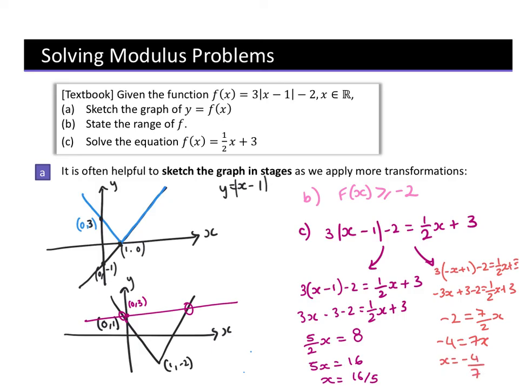Now it just says solve the equation, and we've solved it. And if we look at this, this is about right. We need a negative number, which is going to be here, negative 4 over 7. And then we're going to have 16 over 5. We know it's got to be greater than 1, because it's going to intersect greater than 1, so that is about right. So, there we are, we've solved it.